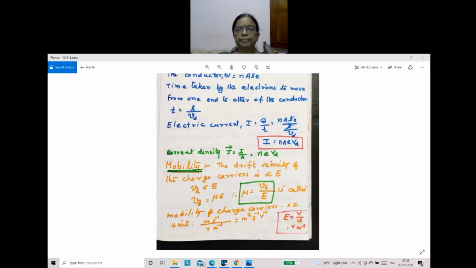All the equations, study very well. And this time multiple choice questions, first term exam fully multiple choice. So each and every equation you have to note. Okay, children. So current density is equal to I by A, that is NeVd.